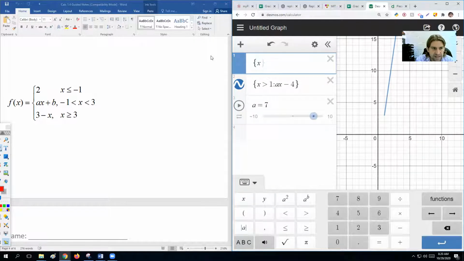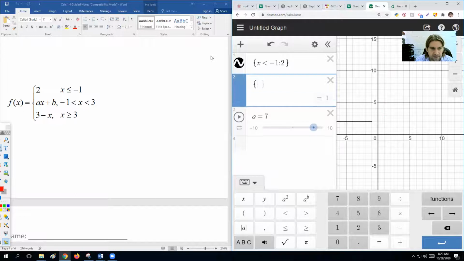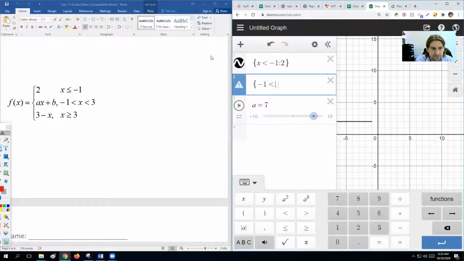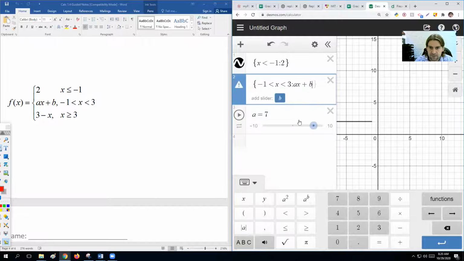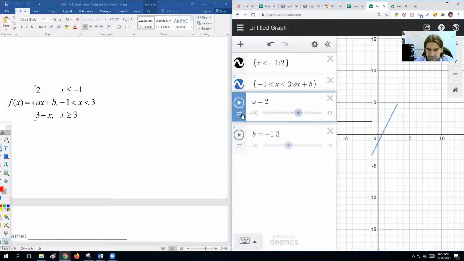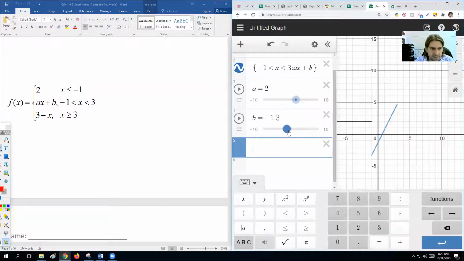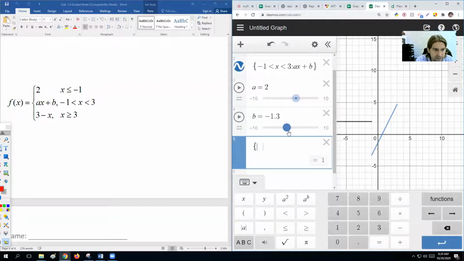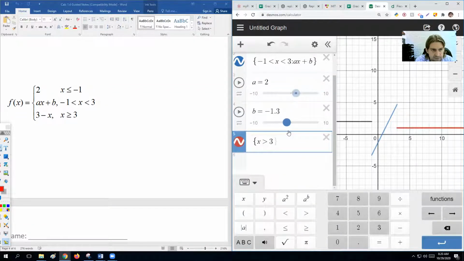All right, so for any x less than -1, we're going to have the equation 2. And for -1 less than x, which is less than 3, we're going to have ax plus b, which we need to add a slider for. Okay, we have a slider for a and for b. Can I move those around? Yeah, there we go. And then I need to add another one for any x greater than 3. We're going to have 3 minus x.